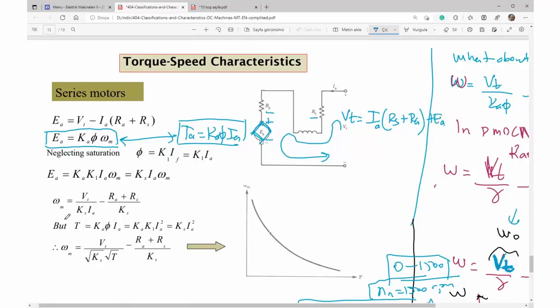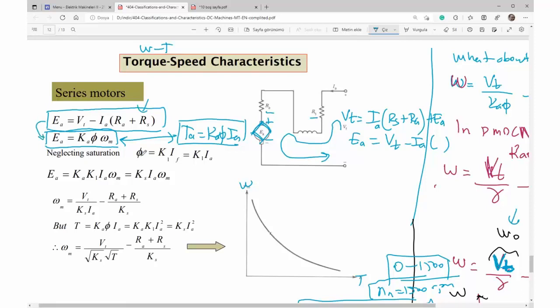Then we'd like to get the torque-speed curve or speed-torque relation. Here's the speed, here's the torque. So we want to find this. So I solve for the armature EMF. That is the armature EMF taken to the left: Vt minus current times the resistances. It is given here.